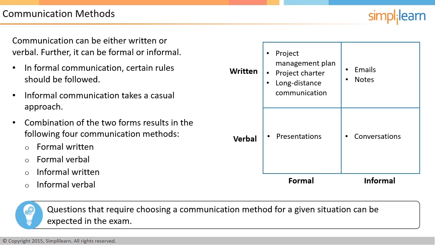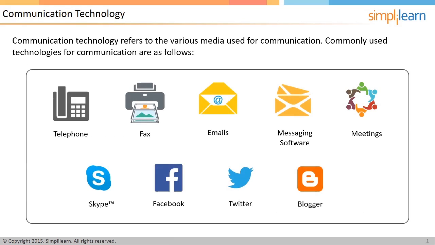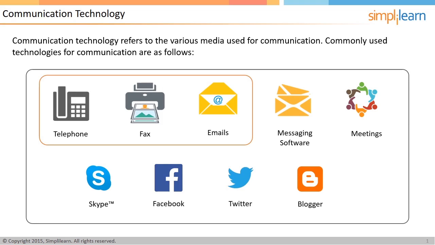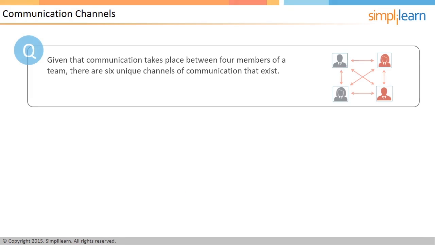In the next screen, let us look at the various communication technologies. Communication technology refers to the different media used for communicating. A few such technologies are listed on screen, among which email, fax, and telephone are a few popular communication technologies. In the next screen, let us understand the communication channel with the help of an example. Communication takes place between 4 people in a team. The lines across the members represent there can be 6 unique channels of communication existing within the team.